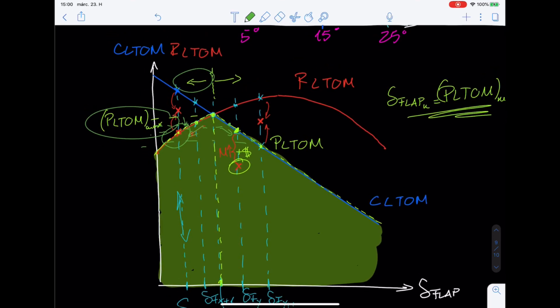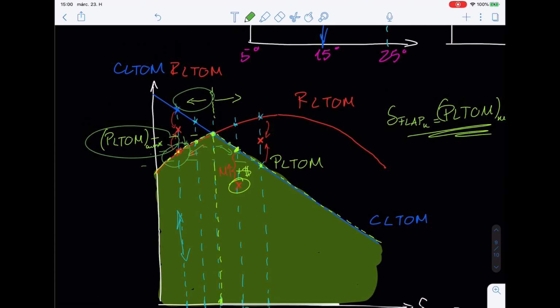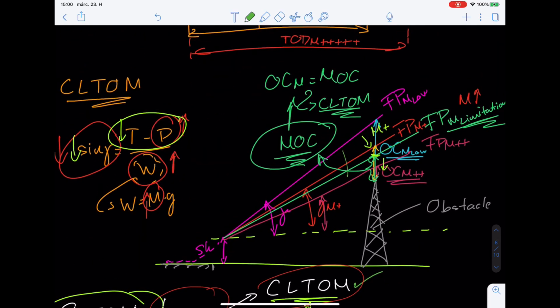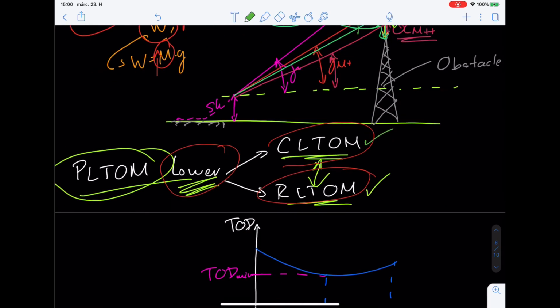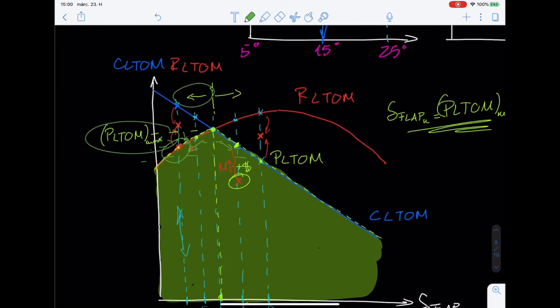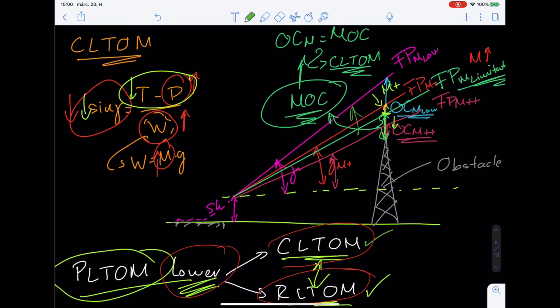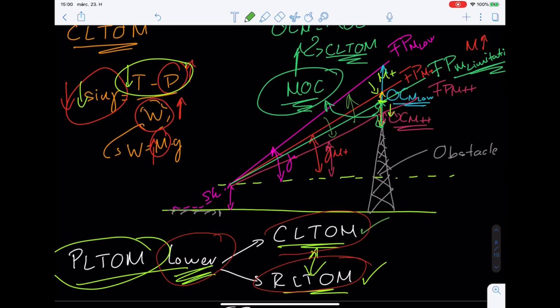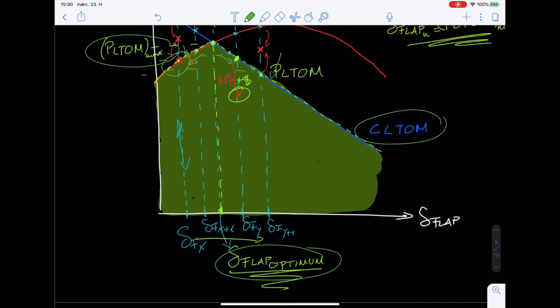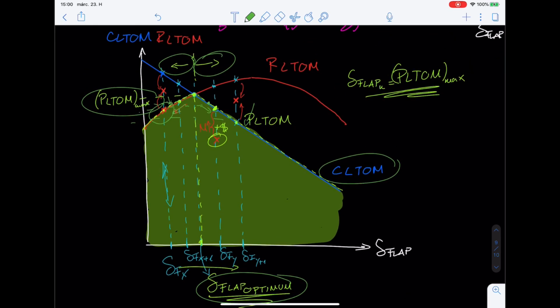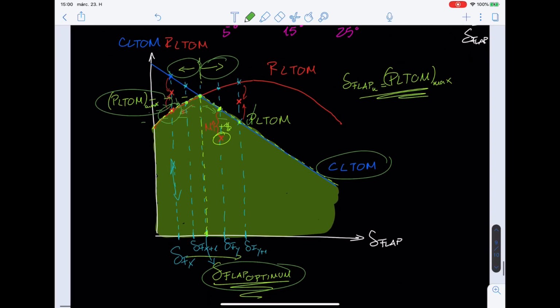Because at lower flap settings, my takeoff run and my takeoff distance is going to be larger, but because I have low flap setting, my climb is going to be steeper. My takeoff distance is initially larger, right? But above the optimum flap setting, we can see that actually it's the climb which is more limiting, which makes sense because the further you're increasing your flap setting, the shallower your flight path is going to become, and the more reduced your obstacle clearance is going to be, right? So I think this makes sense.